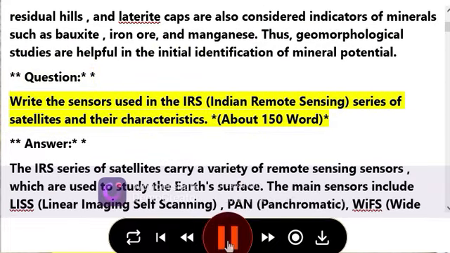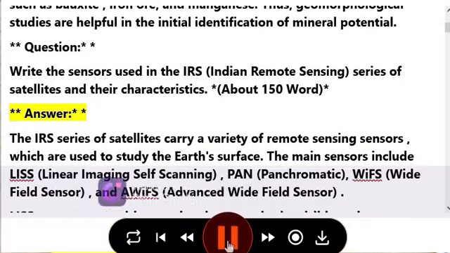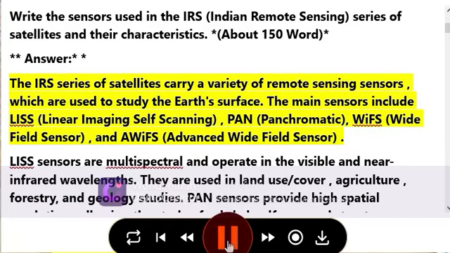Question: Write the sensors used in the IRS, Indian Remote Sensing series of satellites, and their characteristics. Answer: The IRS series of satellites carry a variety of remote sensing sensors, which are used to study the Earth's surface. The main sensors include LISS, Linear Imaging Self-Scanning, PAN, Panchromatic, WiFS, Wide Field Sensor, and AWiFS, Advanced Wide Field Sensor.